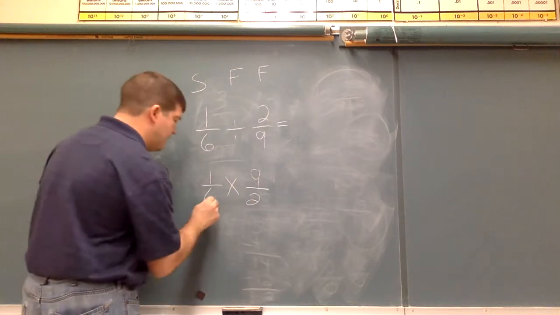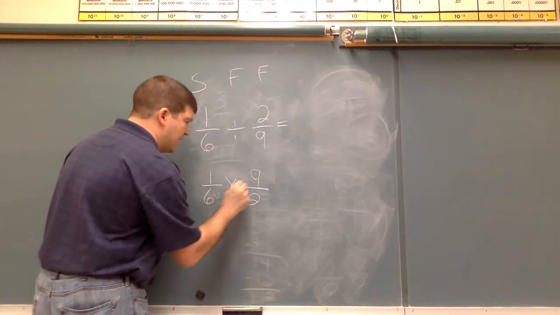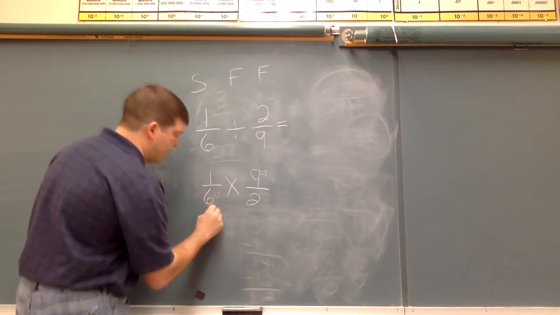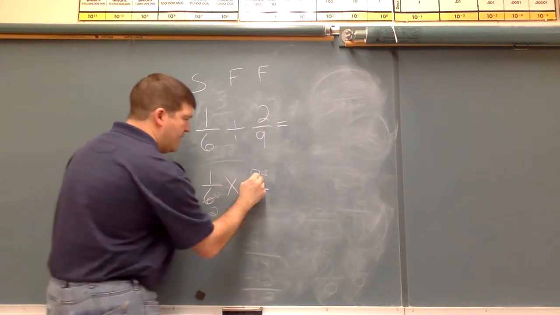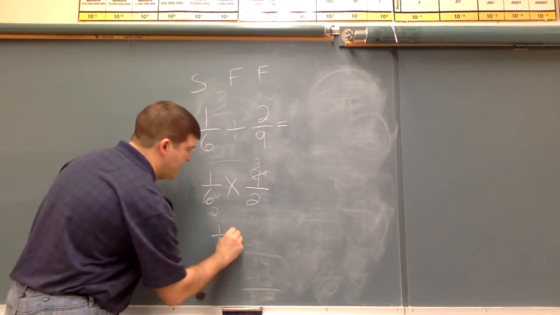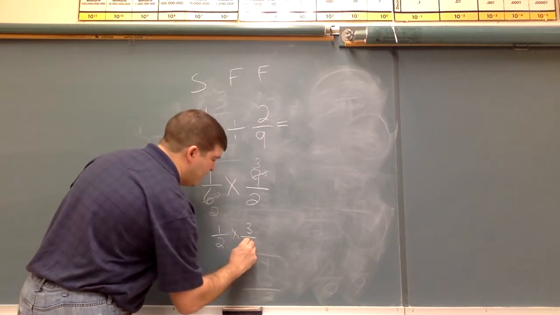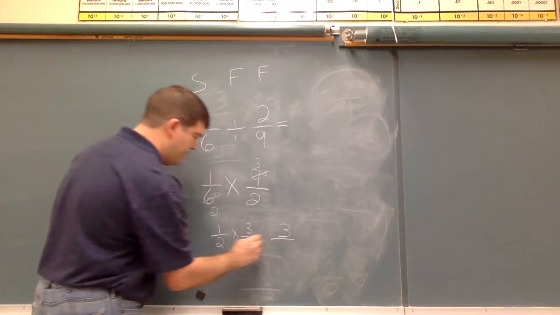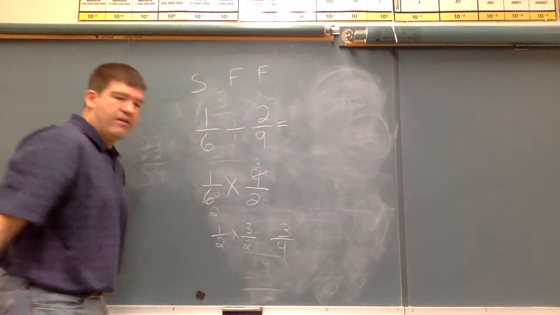I know that 3 goes into each of those. So I'm going to carefully divide each by 3. 6 divided by 3 is 2. And 9 divided by 3 is 3. Okay? So now I have 1/2 times 3 over 2. 1 times 3 is 3. 2 times 2 is 4. 3/4.